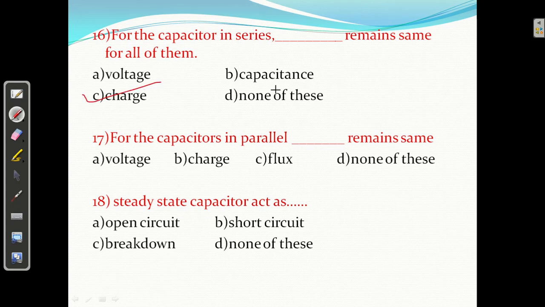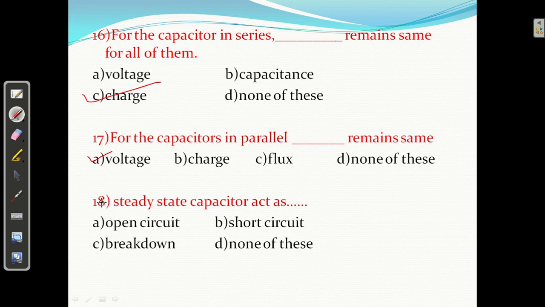If they are in parallel, what will be the same? Voltages, right? For the capacitors in parallel, voltage will be the same. In parallel, voltage remains the same, and in series, charges or current will be the same, right?